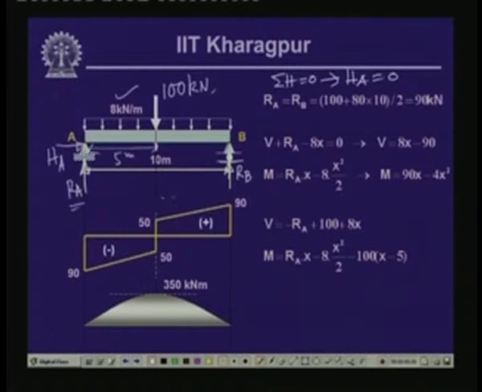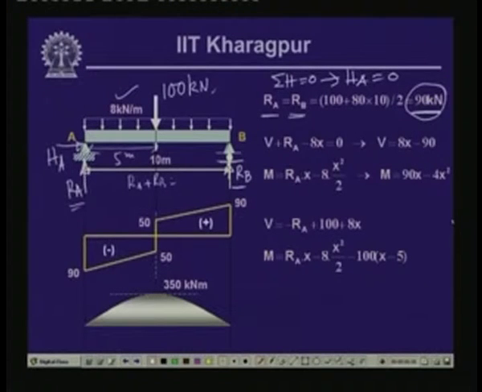So, for the reactive values RA and RB, we write RA plus RB equals the vertical force 100 plus 80 times 10, and then if we take the moment of all the forces with respect to A, we can evaluate the value of RB. Therefore, you will find that RA and RB are equal to 90 kilonewton, which is half of the total load carried by the beam, because RA and RB are symmetrically supporting the whole beam and the load is also symmetrical. So, the reactive values of RA and RB are the same, and the magnitude is equal to 90 kilonewton.